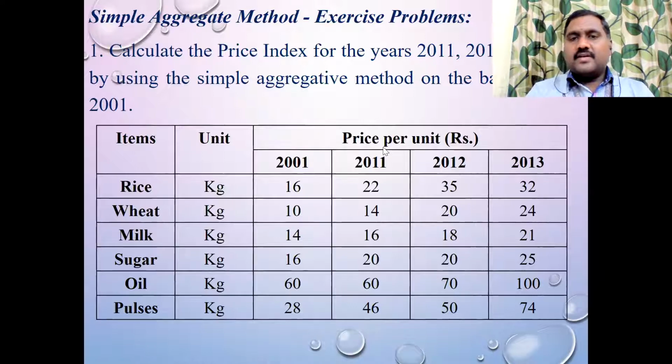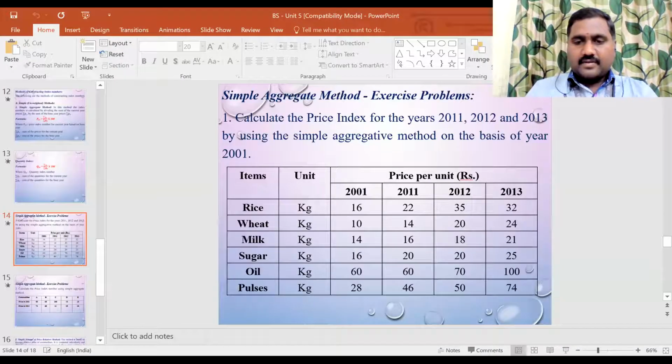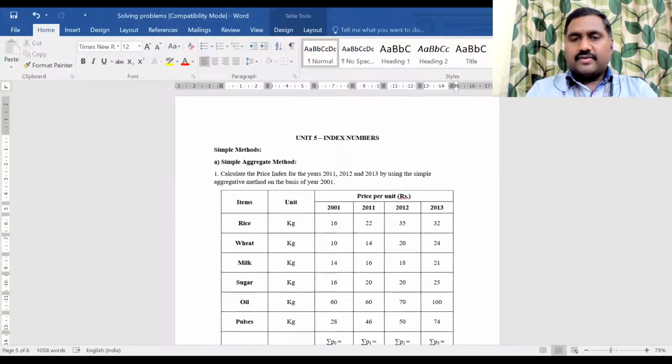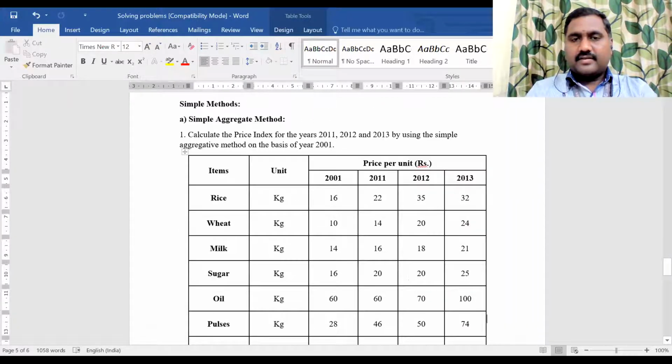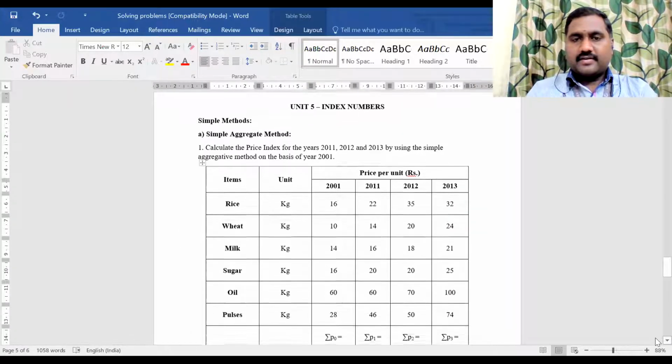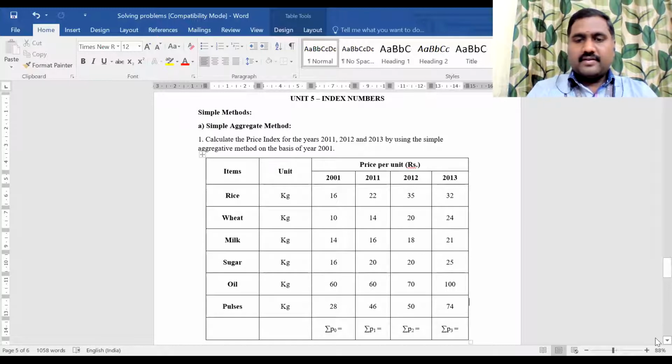Okay, now I will stop sharing this and I will share my Word document. In the Word document also this table will be there. Yes. Now can you see the Word document, everyone? Is it visible?